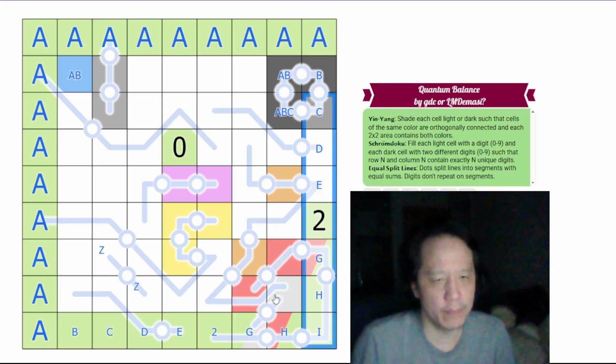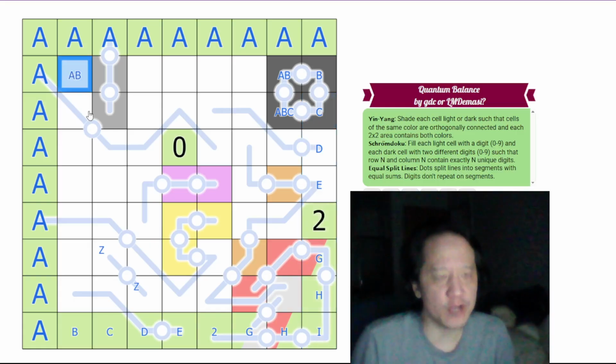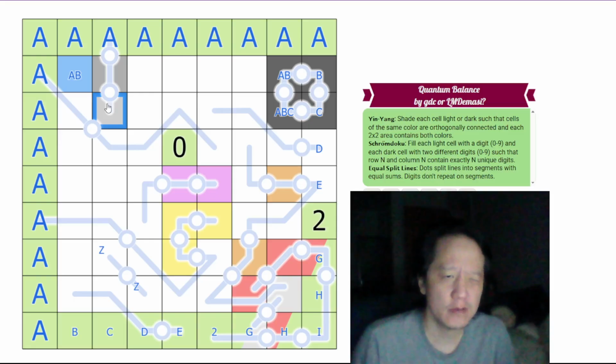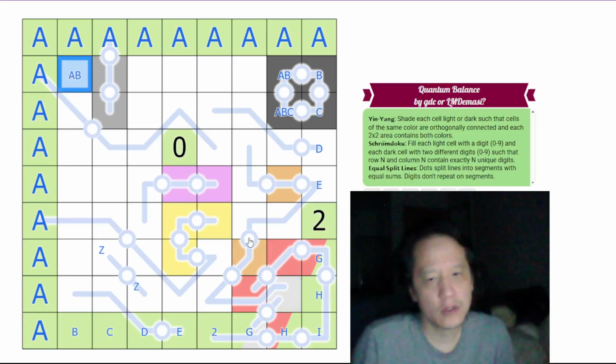Hmm. But because we have an A-B pair here, which has to be A and B. Oh, technically this could be AB2 also here. Hmm. Okay, so that's not a good assumption to make. So these could be like all AB here, and we're not guaranteed that they're the same digit. Interesting.